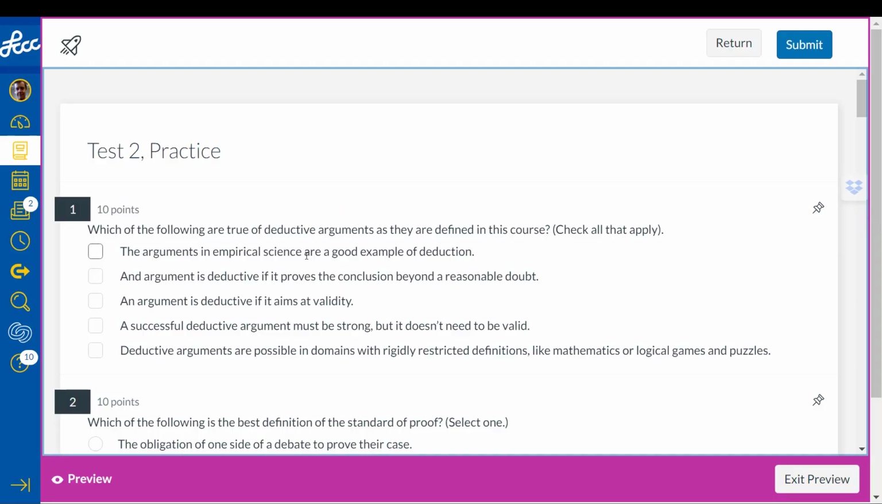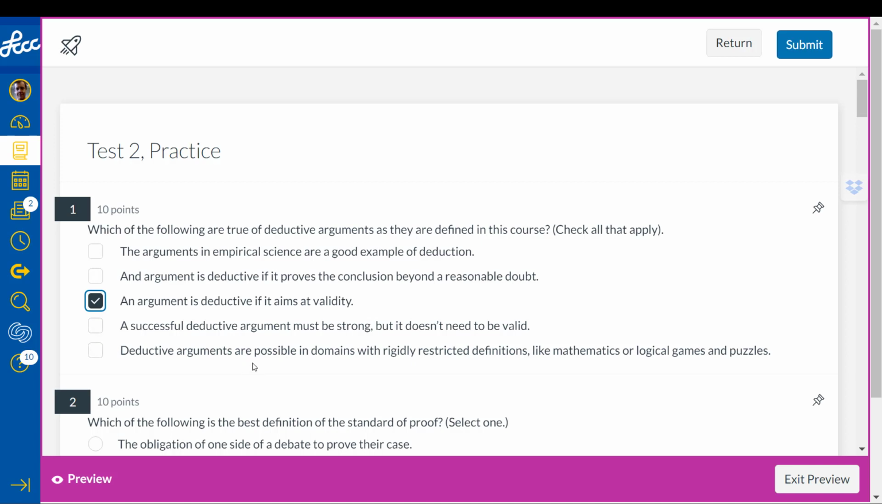An argument is deductive if it proves the conclusion beyond a reasonable doubt. Again, we already can see from that slide that it's not true. Beyond a reasonable doubt is a standard of proof for strong arguments. Valid is an even higher standard of proof. But here, an argument is deductive if it aims at validity. We just saw that. A successful deductive argument must be strong, but it doesn't need to be valid. Well, that can't be right.